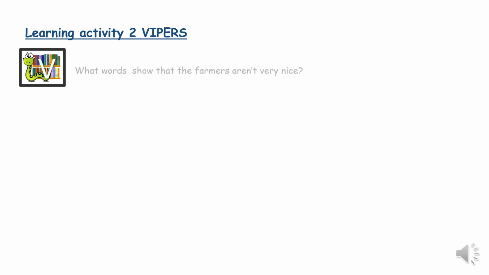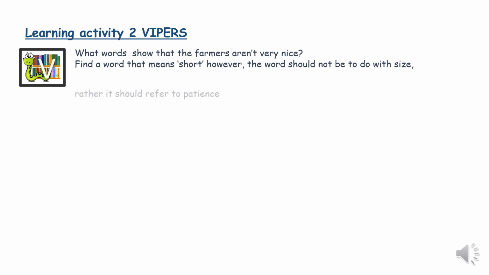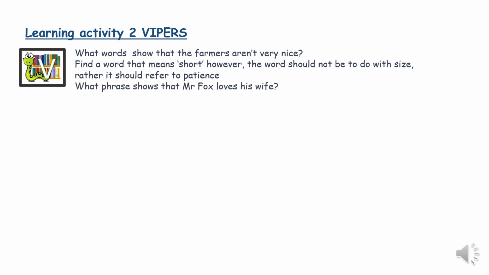This is your final learning activity today. And this is learning activity 2 with our Viper's focus. I will just run through this with you. V for vocabulary. What words show that the farmers aren't very nice? Find a word that means short. However, the word should not be to do with size. Rather, it should refer to patience. What phrase shows that Mr. Fox loves his wife?